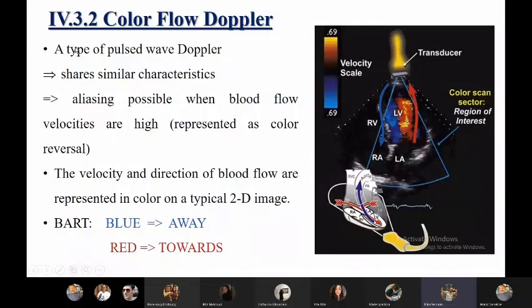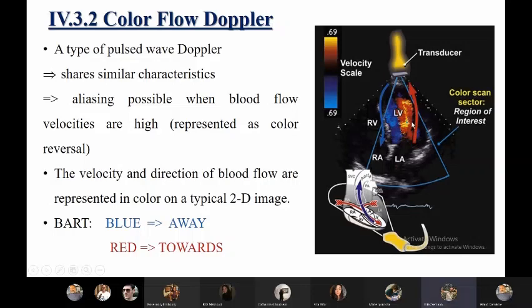It is a type of pulsed wave Doppler, so they share similar characteristics, and thus aliasing is also possible when blood flow velocities are high, and is represented as color reversal. The velocity and direction of blood flow are represented in color on a typical 2D image. There's a 2D image, and there are colors observed on this 2D image. There's no waveform, nothing. The colors are only observed directly on the 2D image.